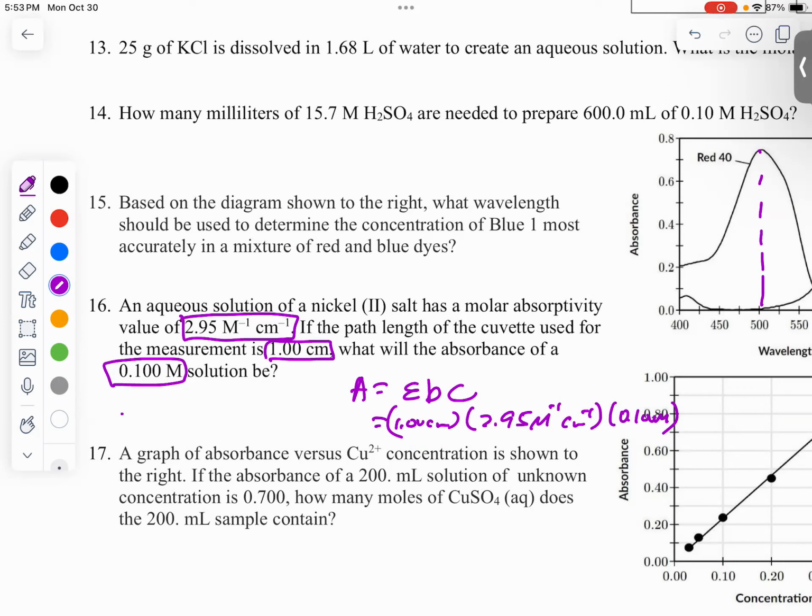So that means the absorbance will be 0.295, which is basically multiplied by 0.1. Okay.